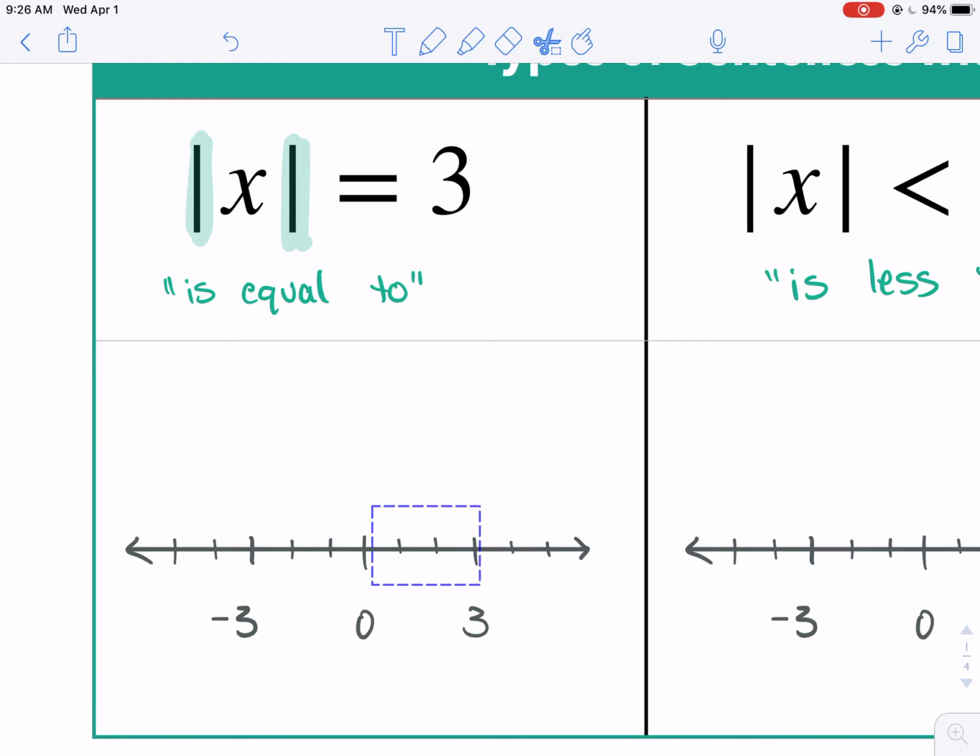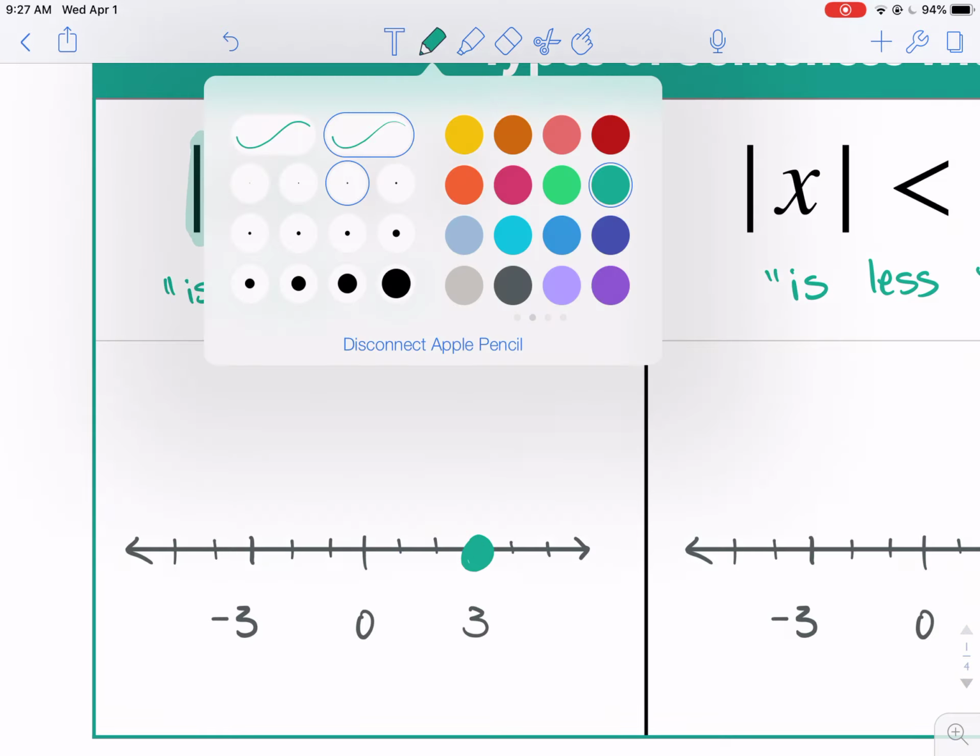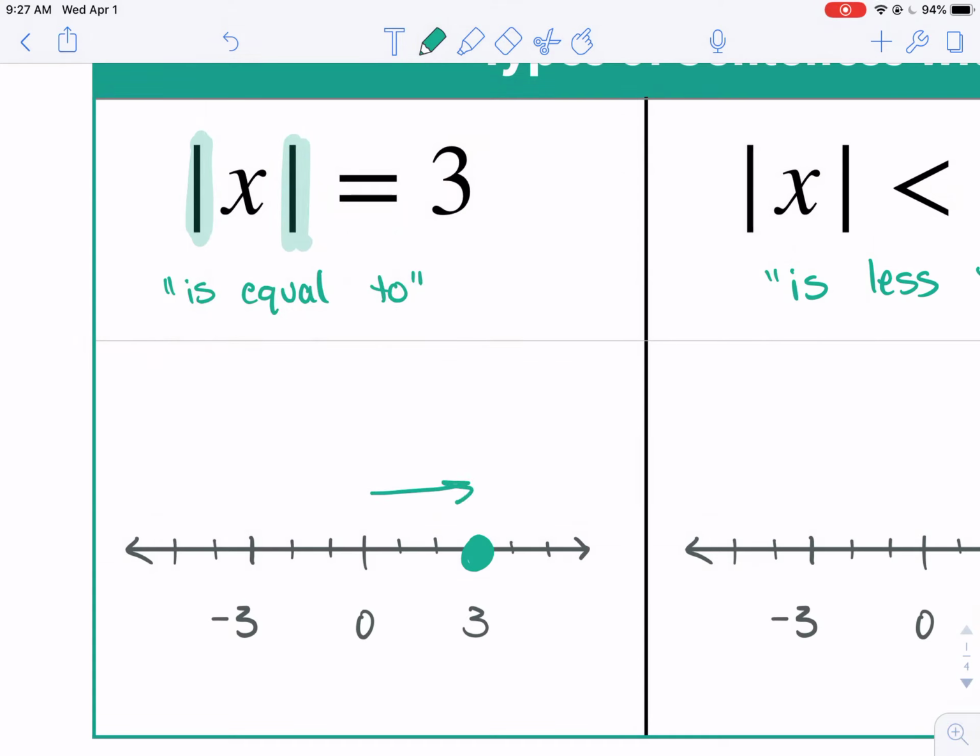The first one that I like to think of is 3 itself. 3 is 3 units away from 0. 1, 2, 3. That's that same distance. Now, I can also go to the left 3 units, and that gives me -3. So there are two numbers that satisfy the equation. Either x equals -3 or x equals 3. So since they both work, that gives us an or.